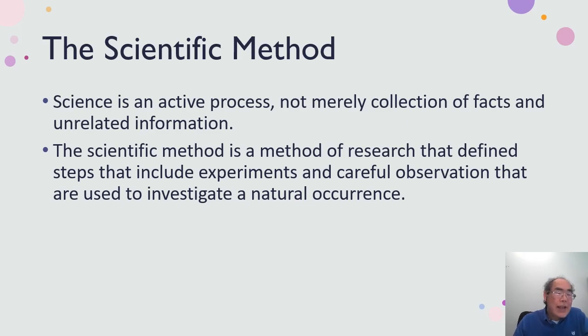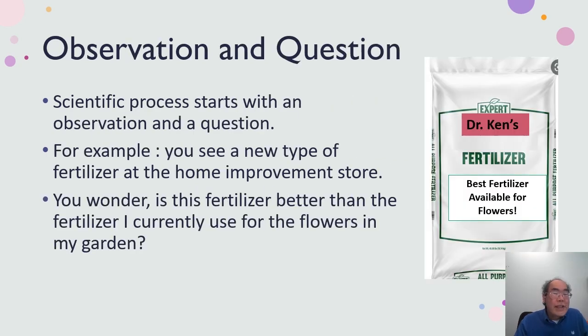All right, science is an active process, not merely a collection of facts and unrelated information. And the scientific method is a method of research with defined steps that include experiments and careful observations that are used to investigate a natural occurrence. So the scientific process starts with an observation and a question. So let's go over an example.